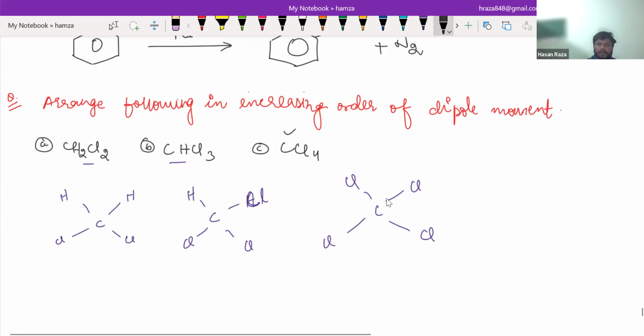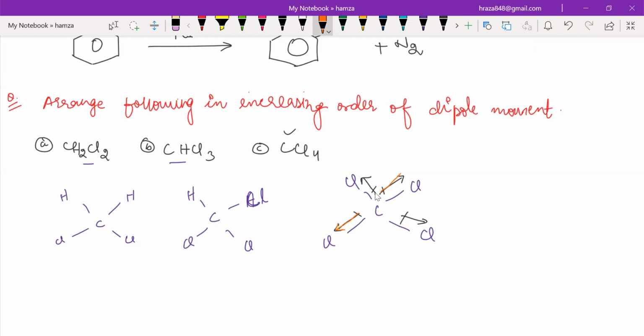Now you can see dipole moment means there will be an electronegativity difference. So chlorine is more electronegative than carbon, and this chlorine is also more electronegative than carbon, and so is this one. Now see, these two are in opposite directions, so they will cancel each other's effect. Yes or no, Nafisa? Yes, sir. In the same way, this will cancel its effect. So mu will be equal to 0.